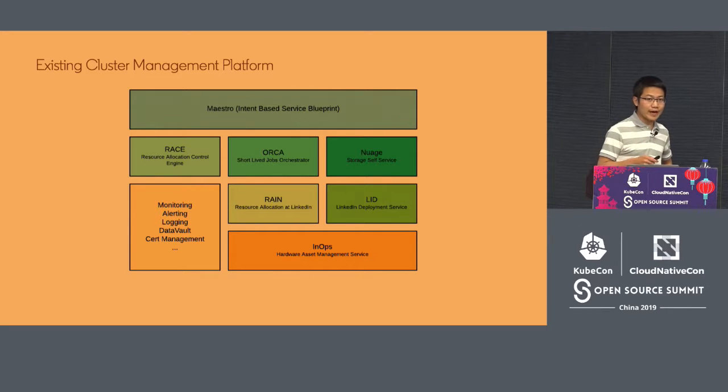On top of it, we have the PaaS layer. RIS is for auto scaling and auto remediation. Orca is for short-lived job orchestration. Nuance is the storage self-service provisioner. On the topmost, we have Mistral. The idea is we are moving to this intent-based service blueprint.